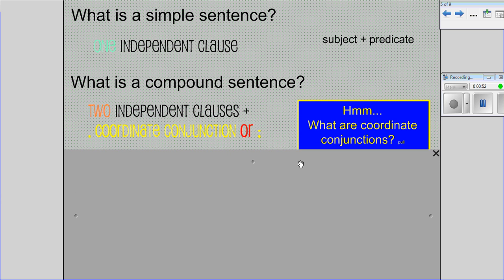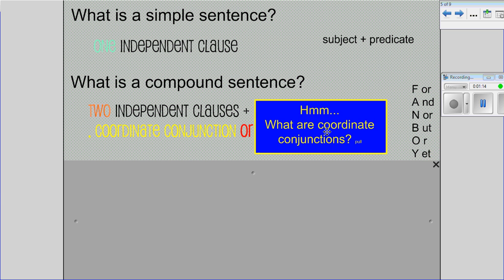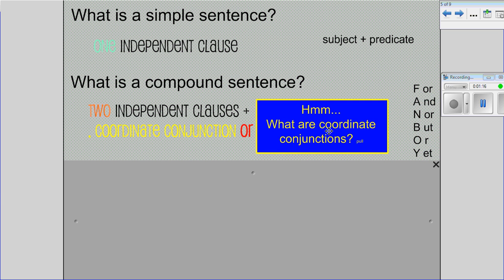A compound sentence is two independent clauses, and we combine those two independent clauses using either a comma and a coordinating conjunction or the semicolon. So in your notebook, please go ahead and write down what your coordinating conjunctions are. Your coordinating conjunctions are your FANBOYS: for, and, nor, but, or, yet, so. So basically for a compound sentence, we take two simple sentences, the two independent clauses, and we combine them together.